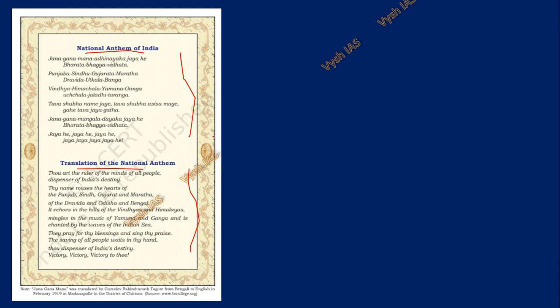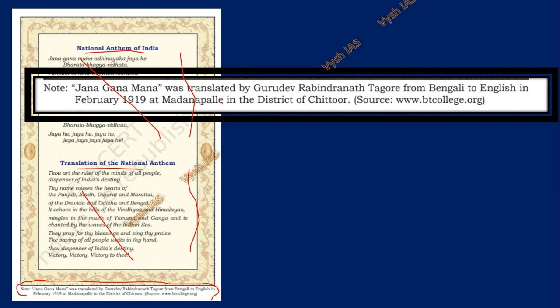So what UPSC did in 2021 is they did not ask you anything from here or here, but here in this last tiny letter which you see, something is written which usually, including me, never bothered to read. If you zoom in and see what is written, it says Jana Gana Mana was translated by Gurudev Rabindranath Tagore from Bengali to English, in February 1919 at Madanapalle in the district of Chittoor, which is in Andhra Pradesh.